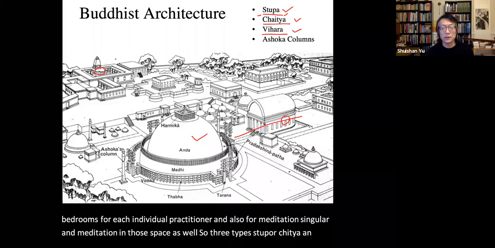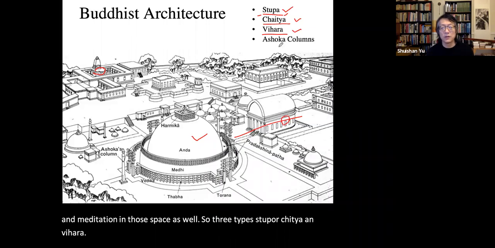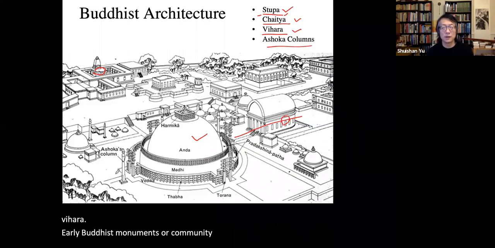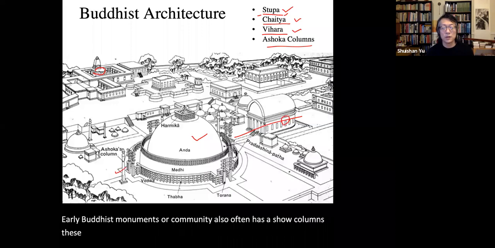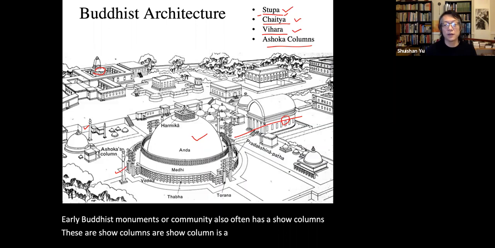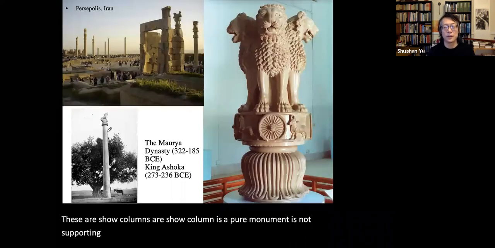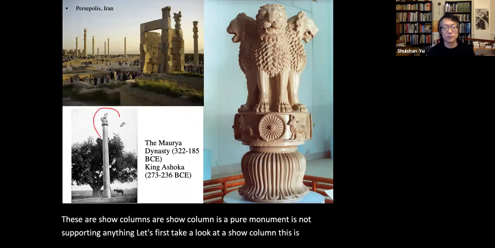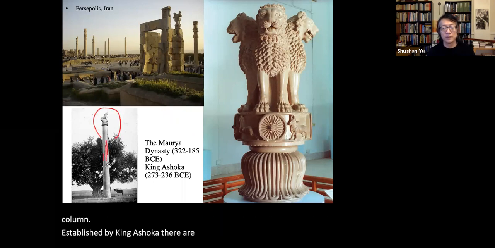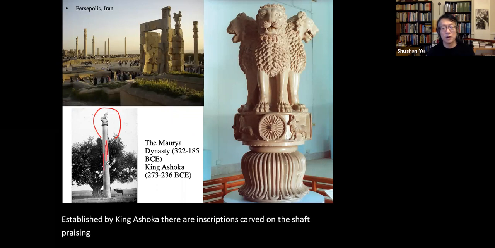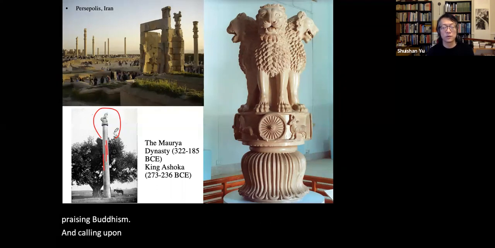And early Buddhist monuments or communities also often have Ashoka columns. These are Ashoka columns. An Ashoka column is a pure monument. It's not supporting anything. Let's first take a look at an Ashoka column. This is an Ashoka column. It's established by King Ashoka. Inscriptions carved on the shaft praise Buddhism and call upon everyone to convert to Buddhism.